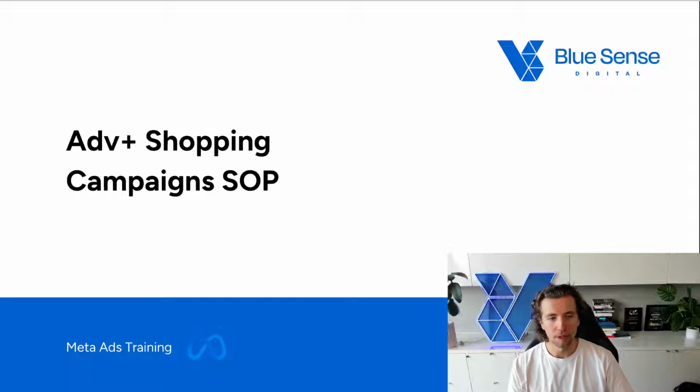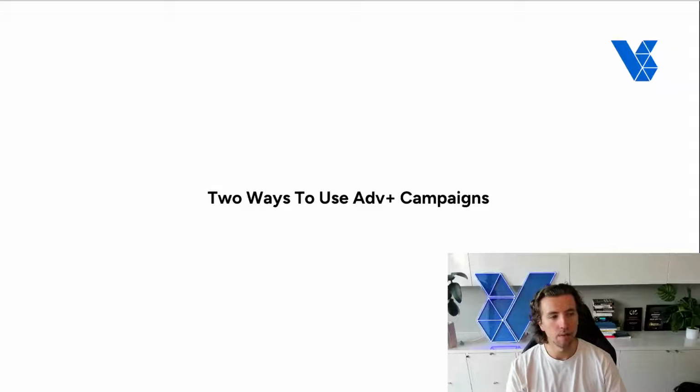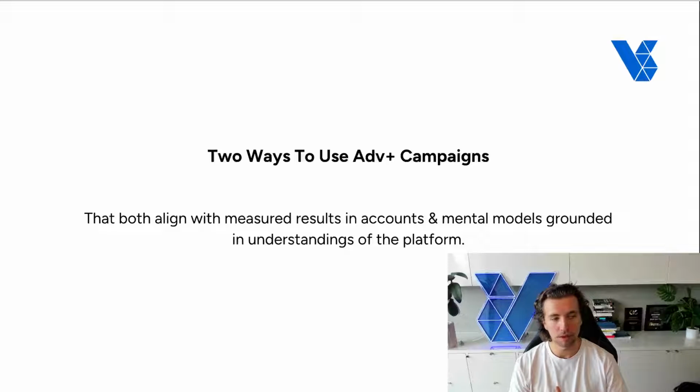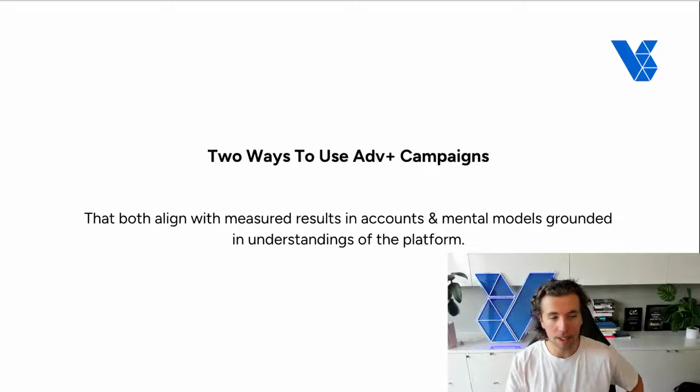If you're running Advantage Plus shopping campaigns within your Facebook structure, you should be following one of these two structural SOPs. There's two ways in which you can use Advantage Plus campaigns within your overall account. Both of these recommendations and SOPs align with measured results that we've actually tested within accounts. And number two is that they're grounded in mental models of having an understanding of the platform. If you're ever going to roll out an SOP, you need both of these things.